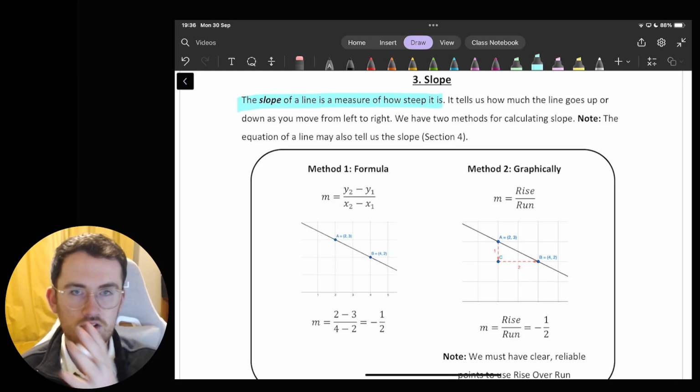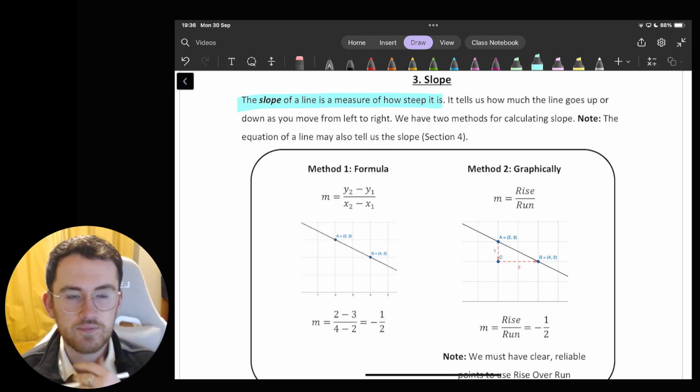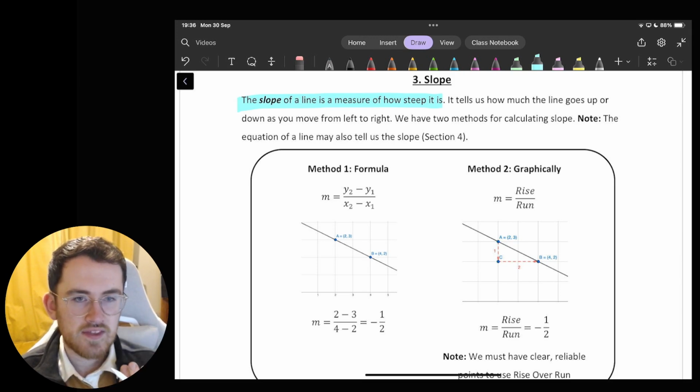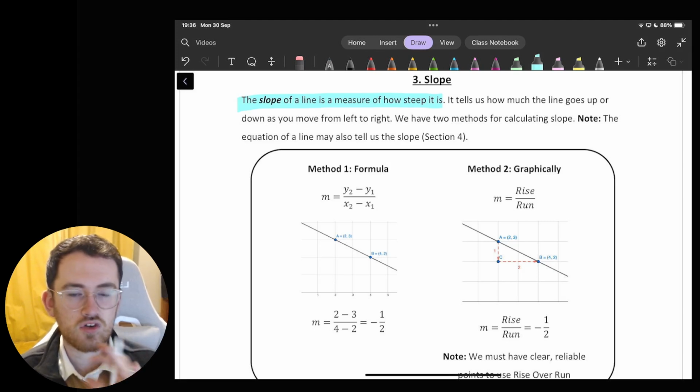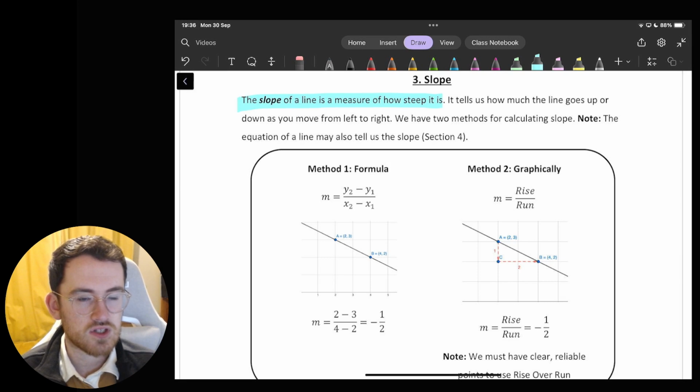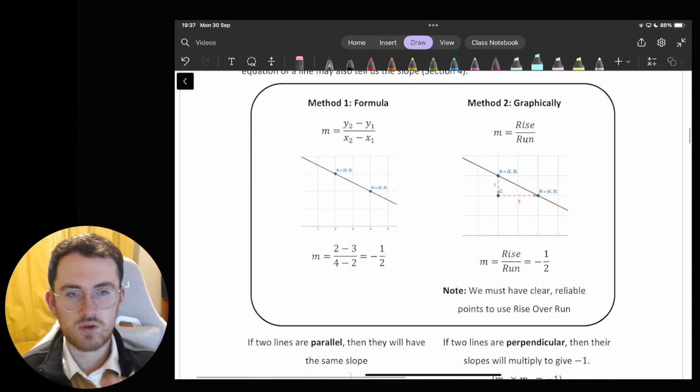So we always consider going from left to right when we're looking at these lines, and it's really just telling us what's the relationship between these moves and these coordinates here. We have two different methods for calculating slope, and on top of that we can also use the equation of the line, which we'll look at in one of the later sections. We're going to focus first of all on these two distinct methods. Both are important and both have their own merits and their own potential uses, so it is important that you're familiar with both. The first we have is the straightforward formula.